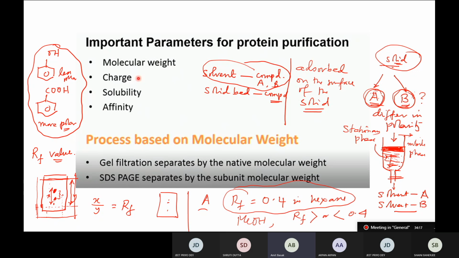Okay. If I increase the polarity of the solvent, methanol, what will happen? The RF value will increase or decrease? Decrease. Decrease, you are saying. Why do you think that it will decrease?